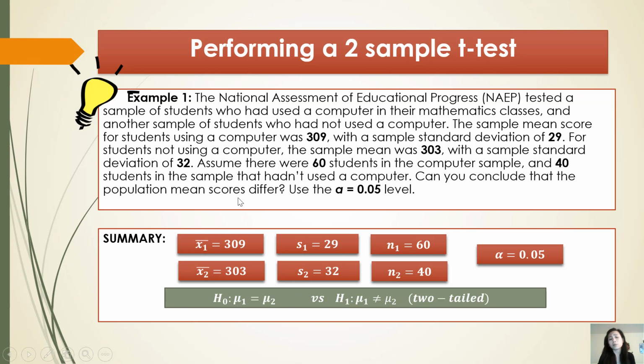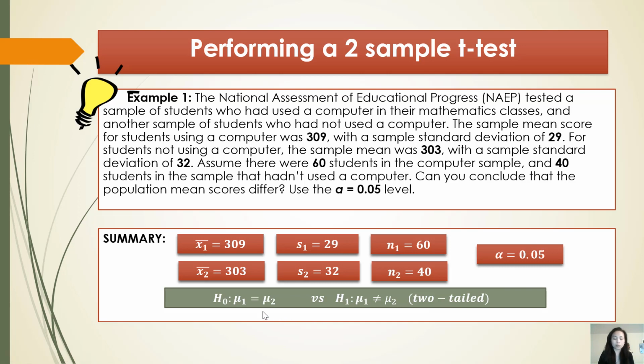Can you conclude that the population mean scores differ? Differ here means not equal. So it clearly shows this is a two-tailed test. We use the alpha level 0.05. So here I have alpha 0.05, and the test.